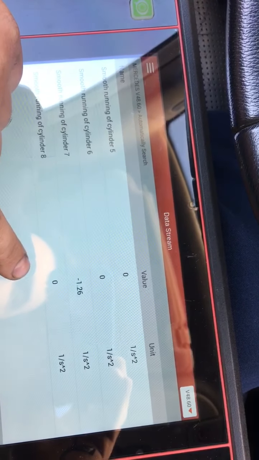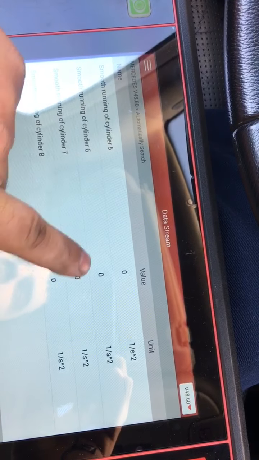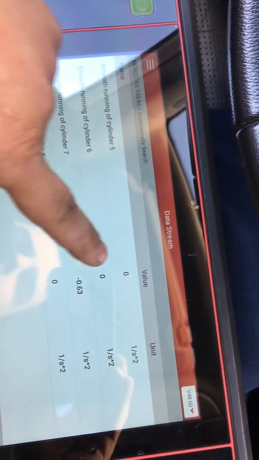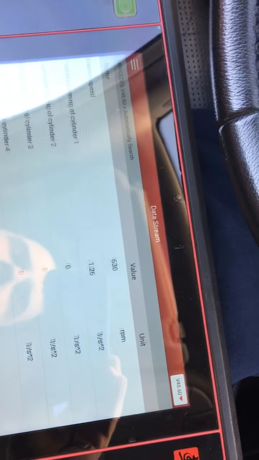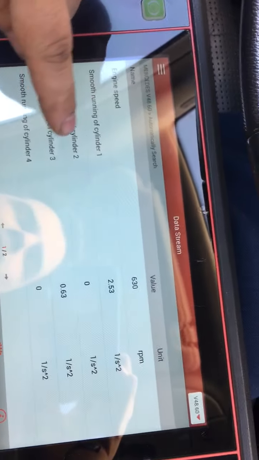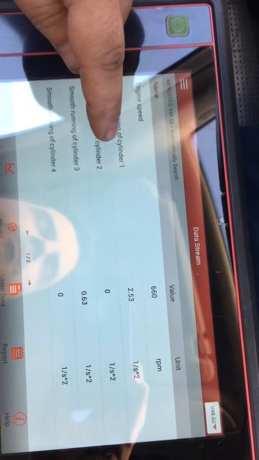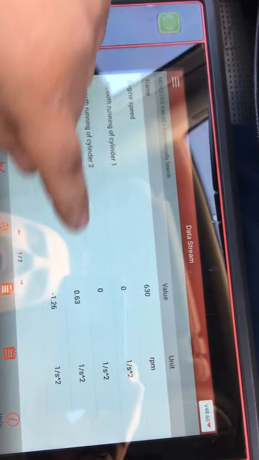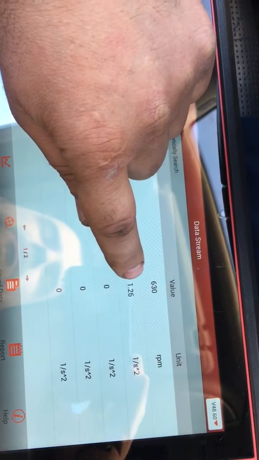So if we look at these values here, the most I will see is 126. So these cylinders are pretty good here. Anything that is above 3.5 is a problem, and if you monitor it, there you go, we have 379 for a second right here.